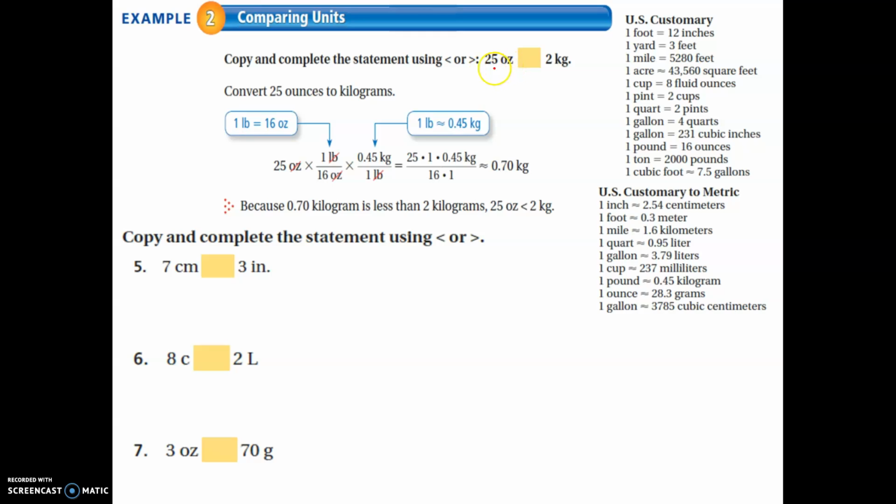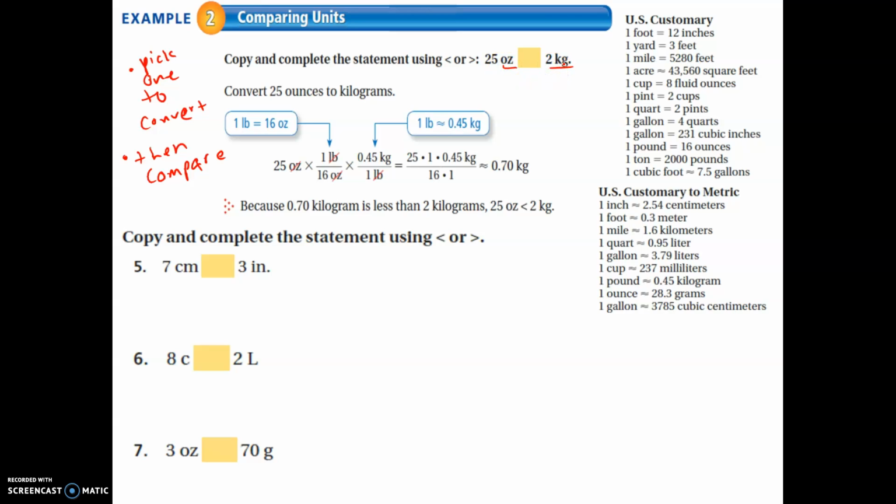So here we have 25 ounces to 2 kilograms. In this example, they converted ounces to kilograms because the first step is to pick one to convert. Pick one of those units to convert and then compare. It doesn't matter which one you convert, it just matters that you do. You have to convert one. You can't compare these because they're not the same units.